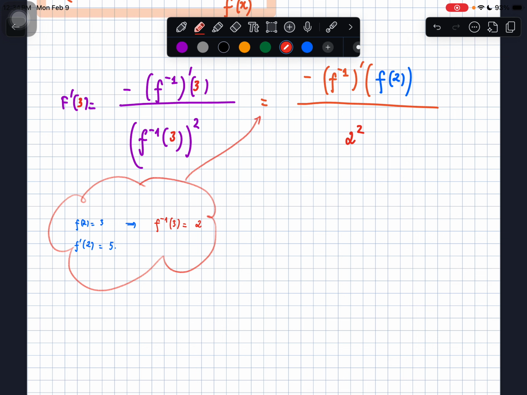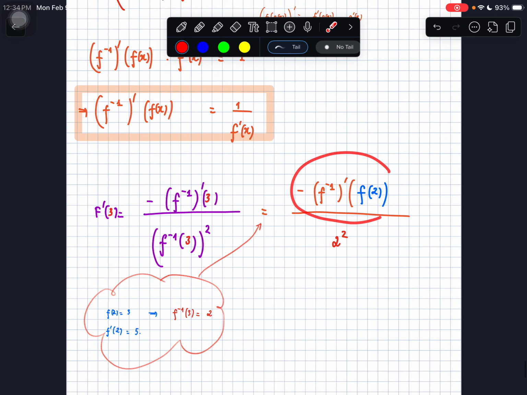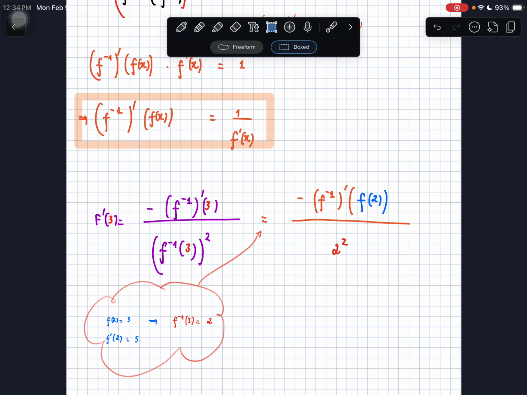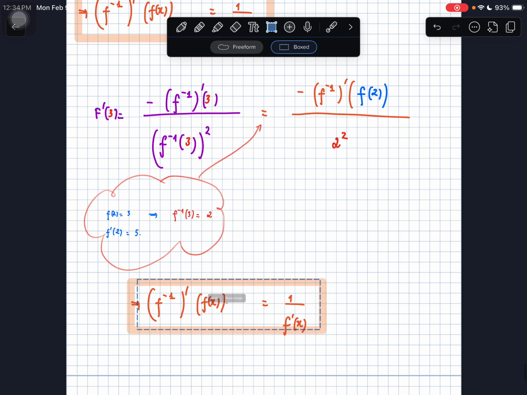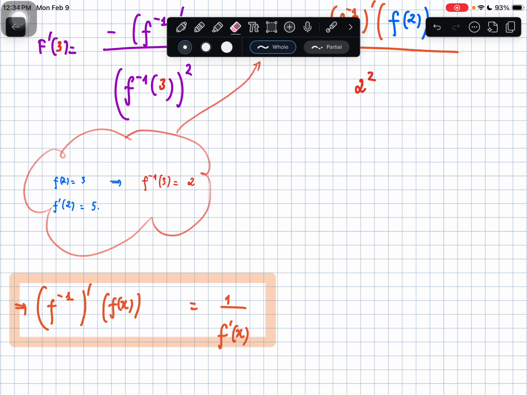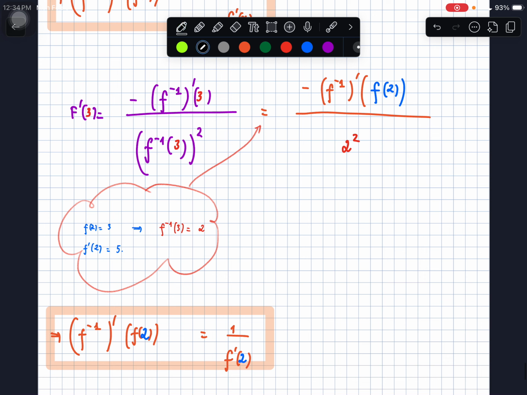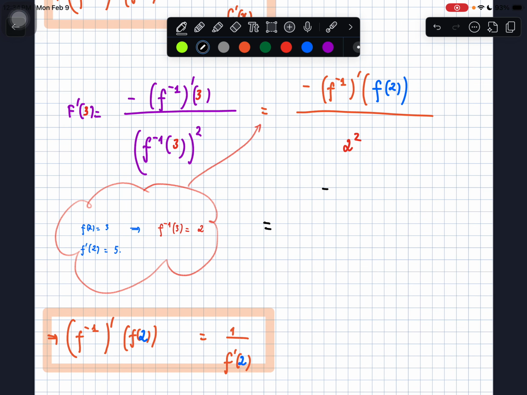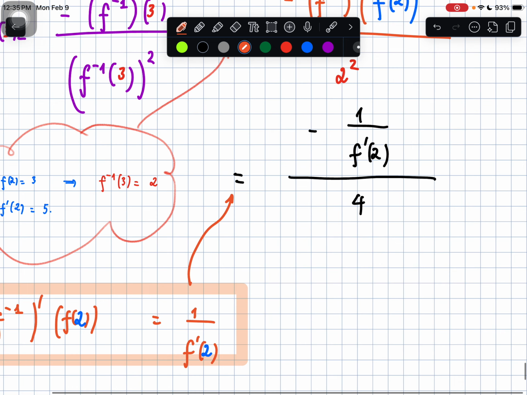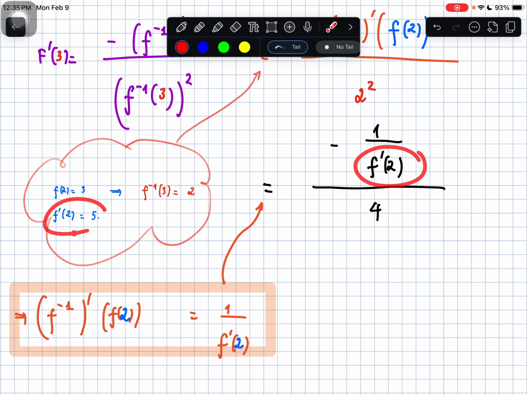So we use this here. Now f inverse prime of f of 2, by this condition, we know that at f of 2, we replace 2 there: 1 over f prime of 2. The minus we need to keep. So 1 over f prime of 2. Down there we have 4. So here's how we use it. Now f prime of 2 by hypothesis is 5.